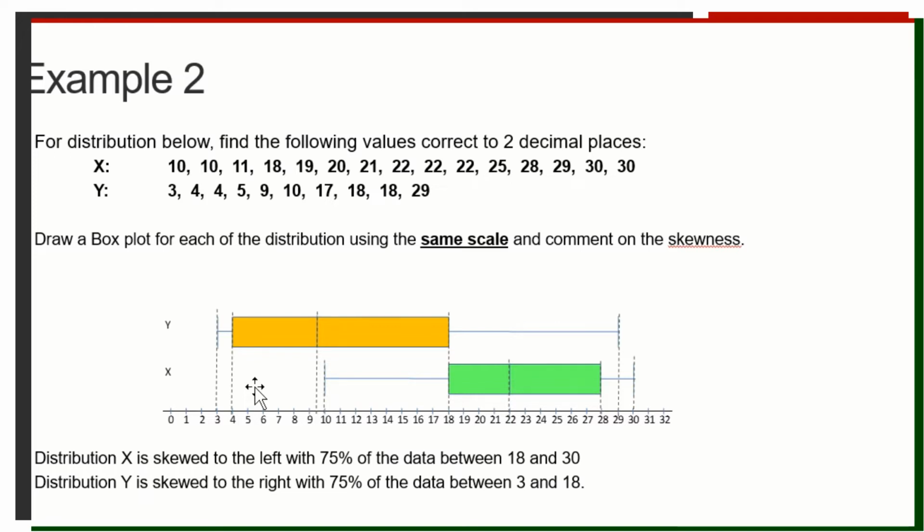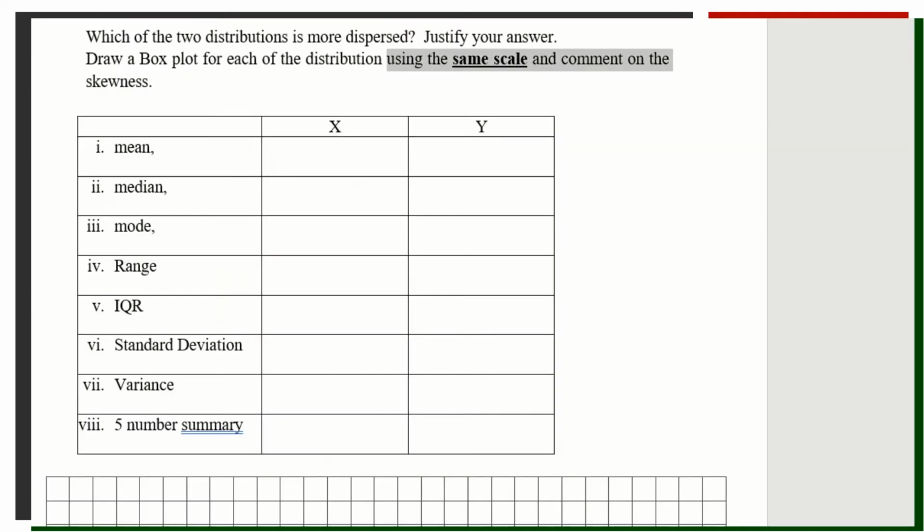Okay? They asked you to comment on the distribution. Please comment accordingly. By now, all of you should be well-versed. You should know how to comment. You draw. Distribution Y will be skewed to the right. Distribution X will be skewed to the left. All right? Okay, so all of you should be quite well-versed.